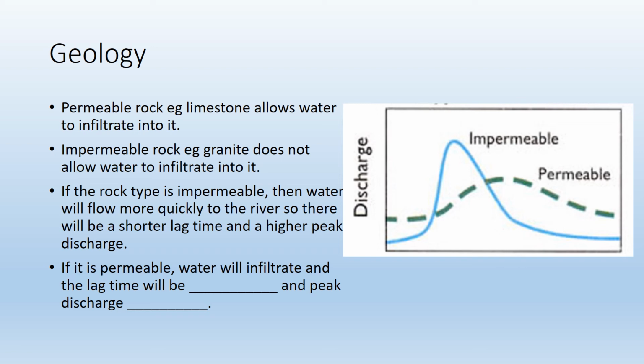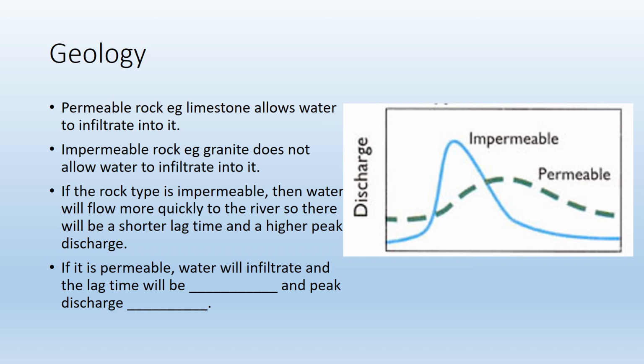As we can see on our graph, if the rock is impermeable, the water is going to sit on top of the land and then flow more quickly into the river. So the lag time is going to be much shorter. Look at where the peak discharge is. It's much closer to the start of the graph, and it's also much higher. So the peak is higher and the lag time is shorter. So our river here is much more likely to flood in areas of impermeable rock.